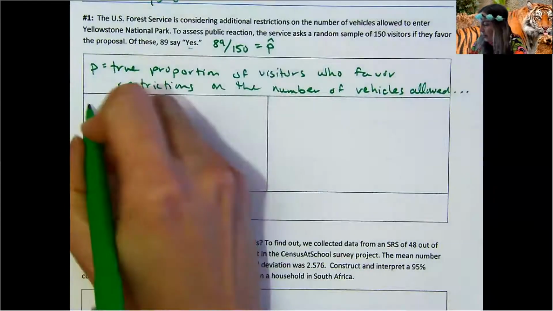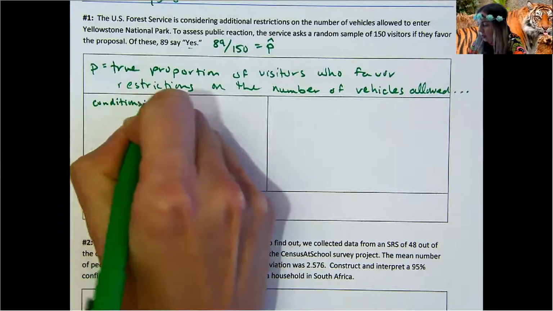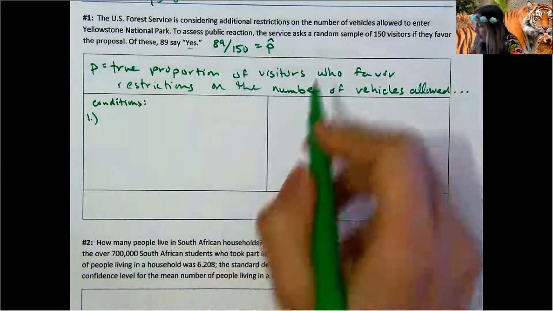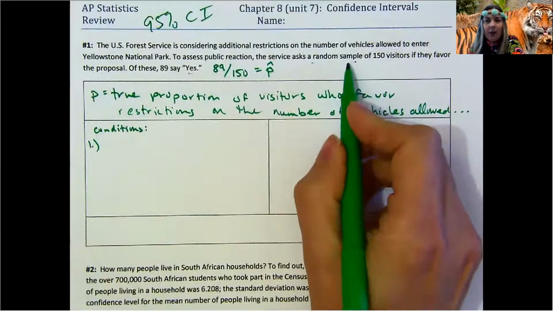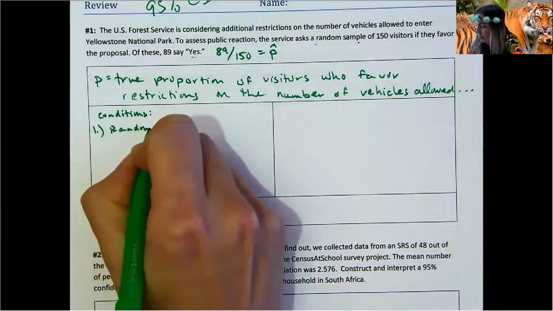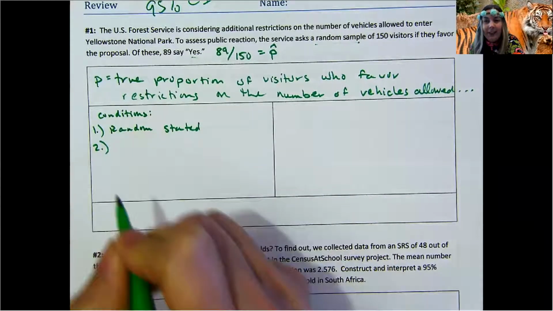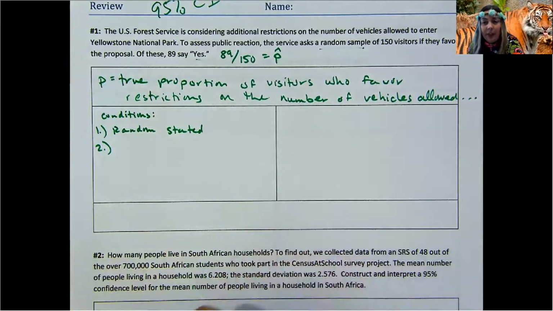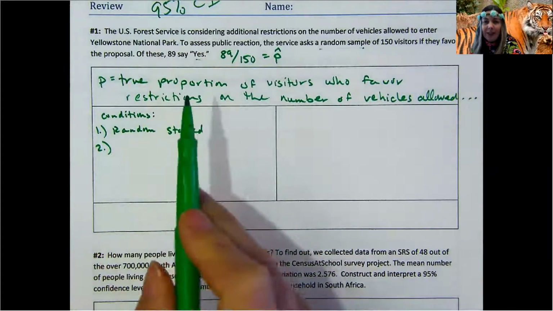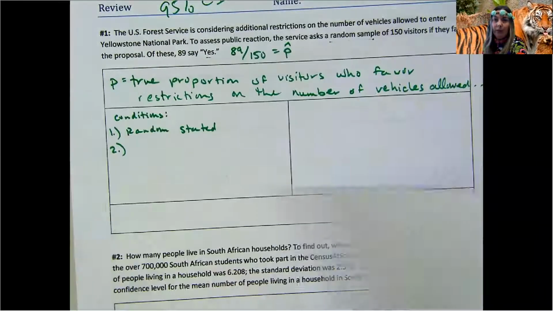All right, so next thing we got to run through are our condition checks. All right, so conditions, our data has to be random, and there it is. It says random sample. So random stated. Next thing we want to verify is that it is a normal curve, right? Our sampling distribution needs to be normal because the Z star is based off of these normal curves.